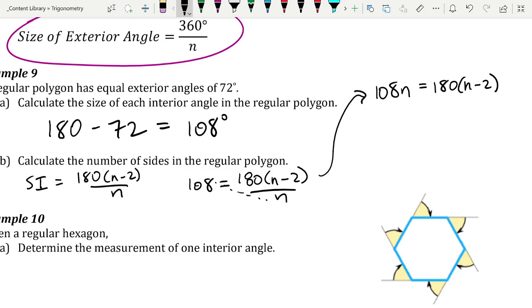Now what do we do? The step we're going to do is a piece of algebra you learned in grade 8. It's called the distributive property of algebra. What that means is we're going to multiply both of the things in that bracket by 180. So I have 108n on this side. I have 180n, and then 180 times negative 2 is negative 360.